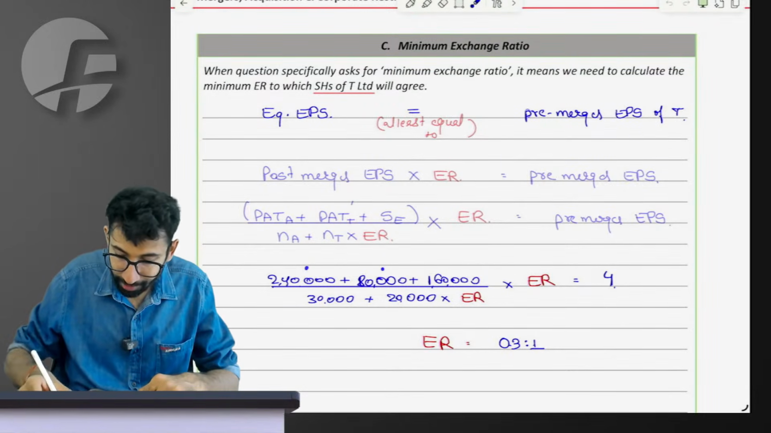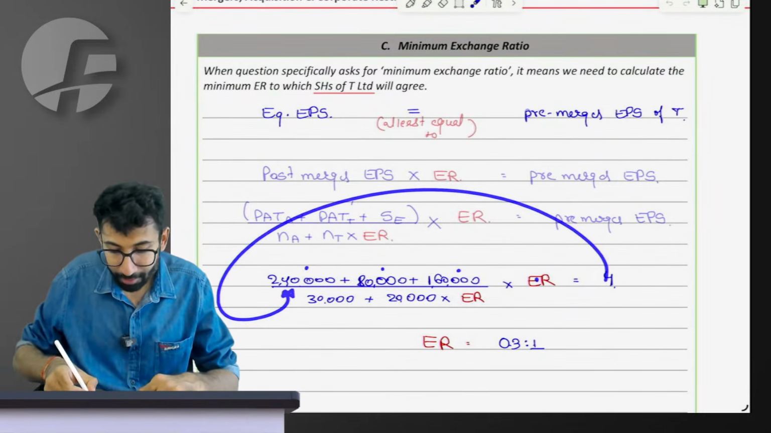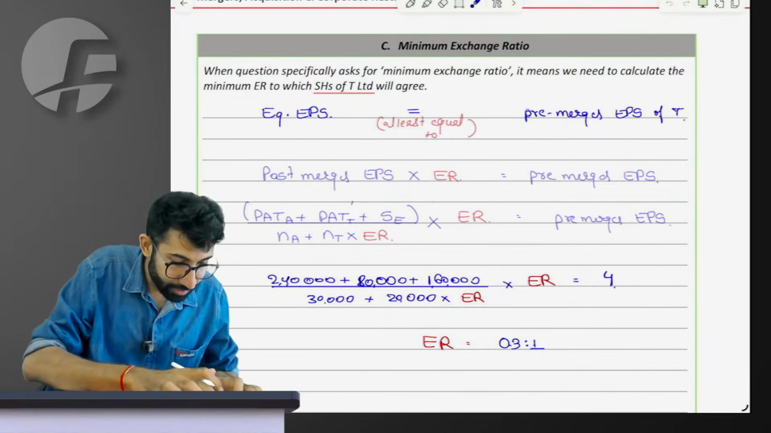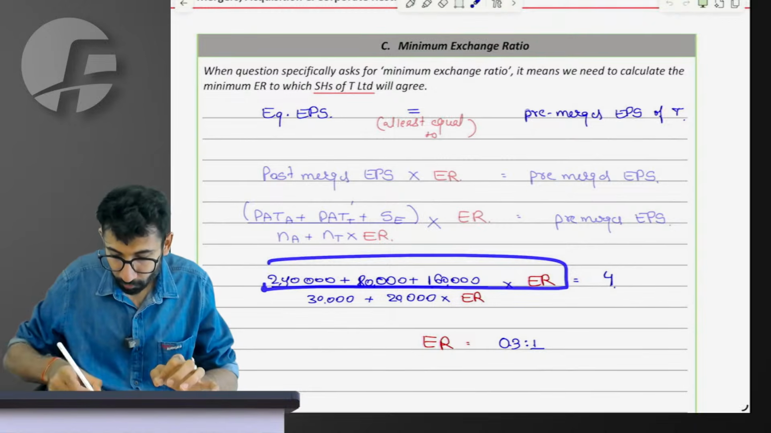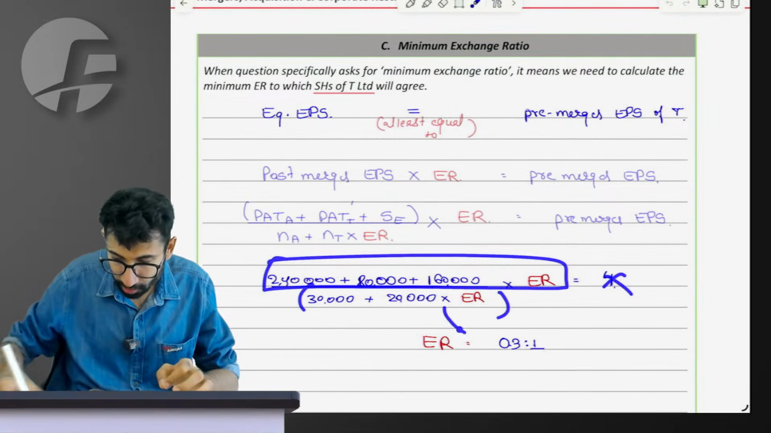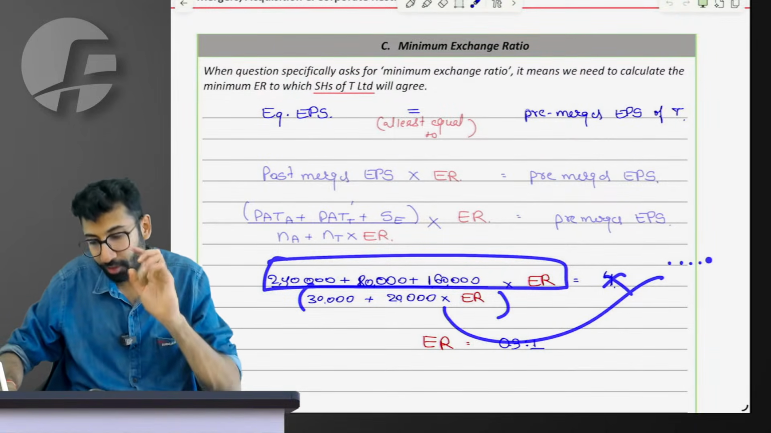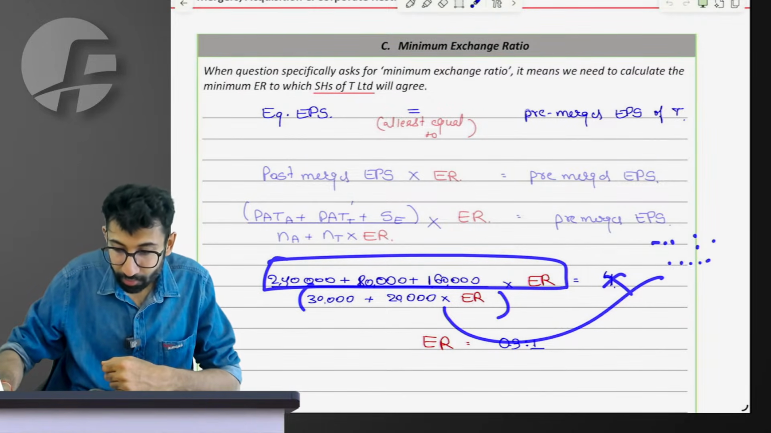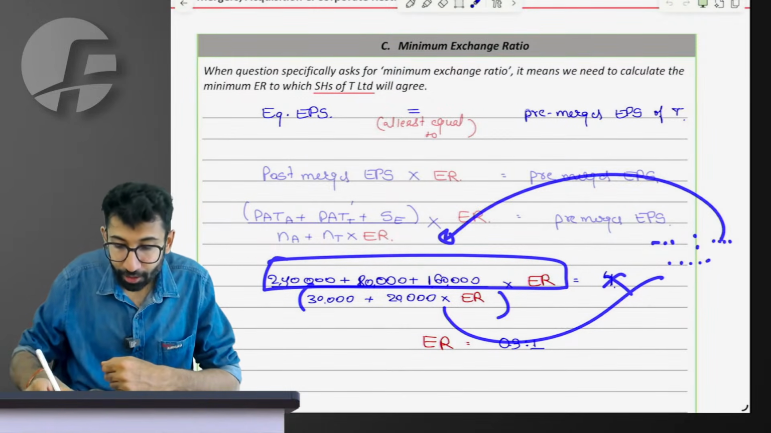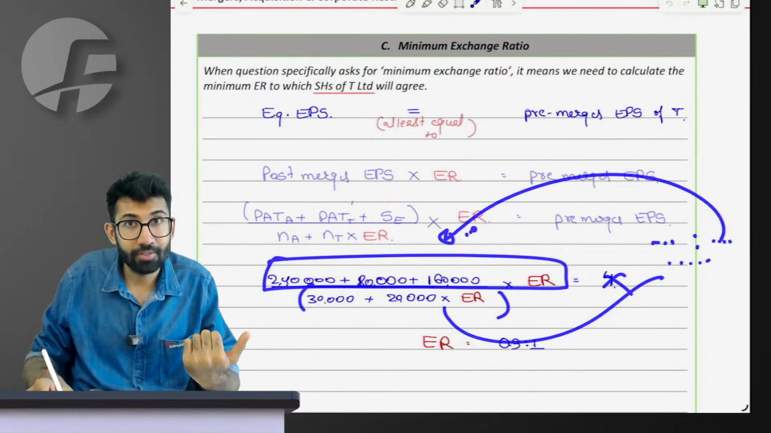Sir, 240 plus 80 plus 60 into exchange ratio divided by 4. So 240 plus 80 plus 1,60,000 divided by 4 gives me 1,20,000 exchange ratio. 1,20,000 exchange ratio is equal to, in the RHS, we have 30 plus 20 exchange ratio.